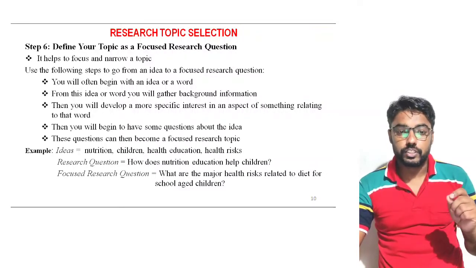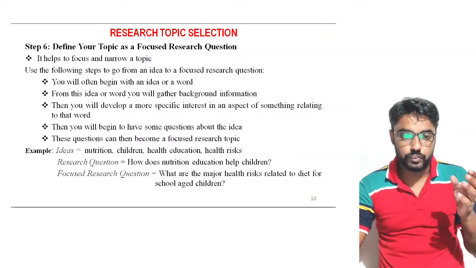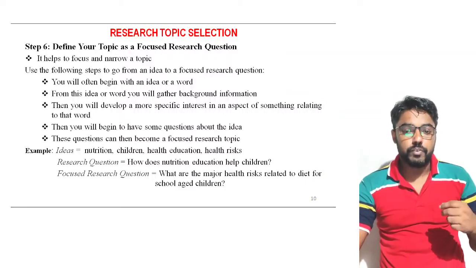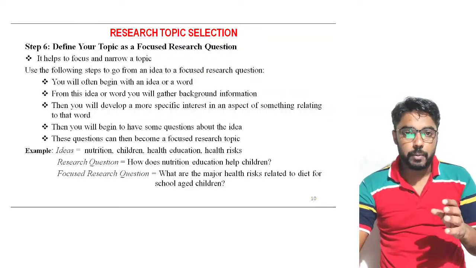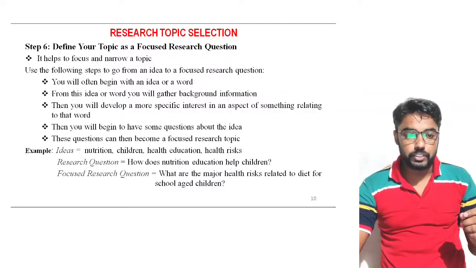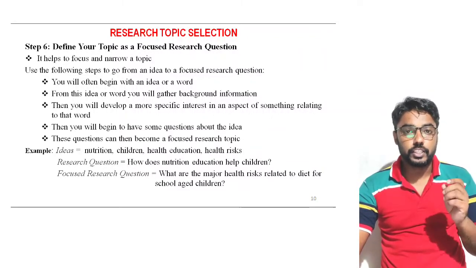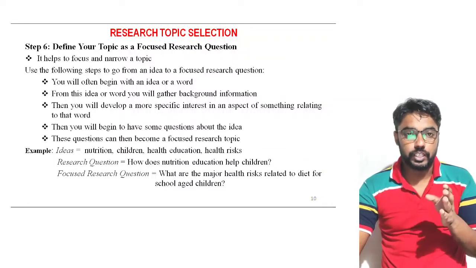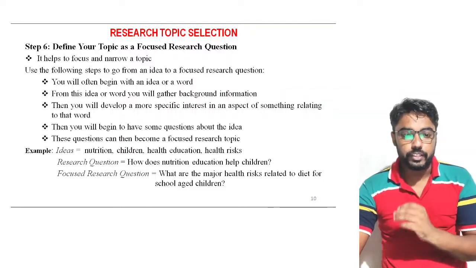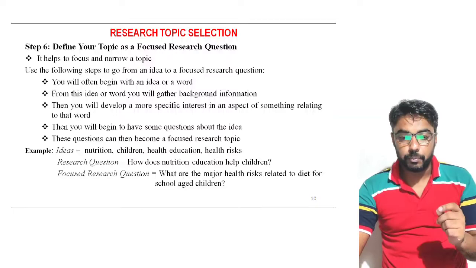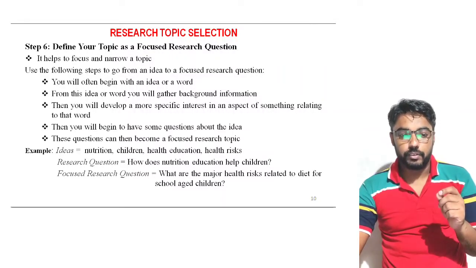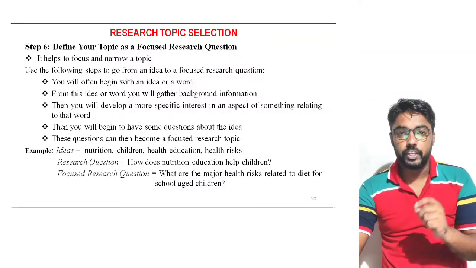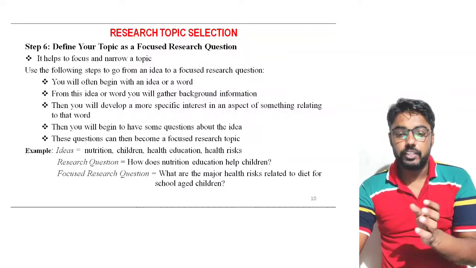Usually we start research from an idea or a word. Using this idea or word, we gather background information. After that, we develop a more specific interest in an aspect of something related to that word or idea. Then we begin to have some questions about the idea, and this question can then become a focused research topic.